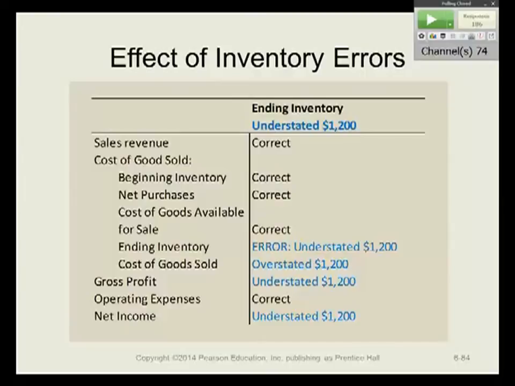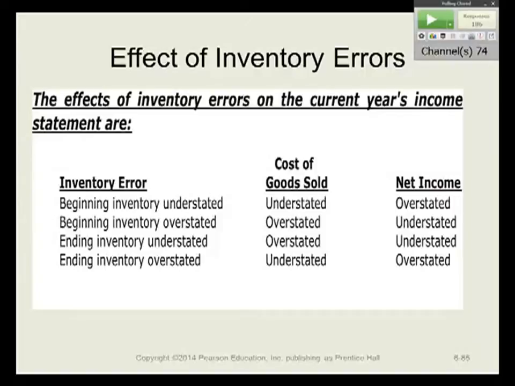I'm going to show you some numbers in a second. Now, how do these reverse out? Well, the ending inventory of 1 year becomes what? The beginning inventory of the next year. So it just reverses itself out, and beginning inventory has an equal and opposite effect. So if you go to slide 85, you'll find out that the ending inventory and beginning inventory have equal and opposite effects. So if you have an understated beginning inventory, you overstate net income. And if you overstate the beginning inventory, you have an understated income. So the easiest way to remember this is that ending inventory is directly related to profit. Beginning inventory is inversely related to profit.